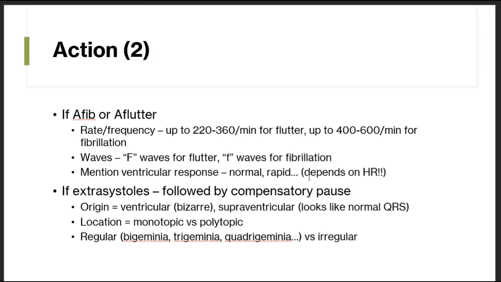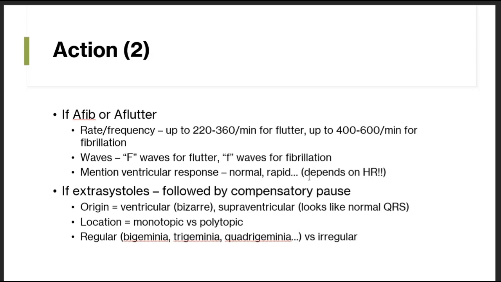Regarding atrial fibrillation or flutter, in case they are present on the ECG tracing, you must also mention the corresponding ventricular response, so whether it is normal or whether it is rapid. This mainly depends on the heart rate. So you might see atrial fibrillation, but what really determines the ventricular response is the heart rate that's calculated, which we'll get to in a bit.